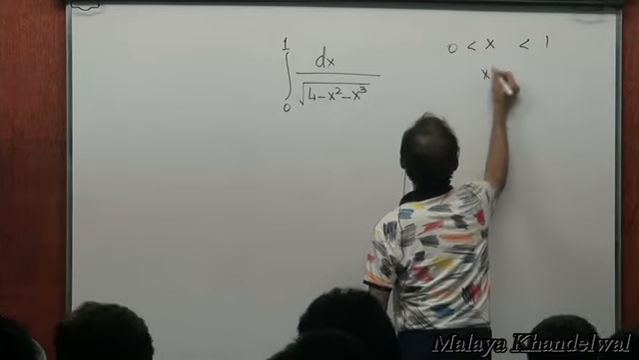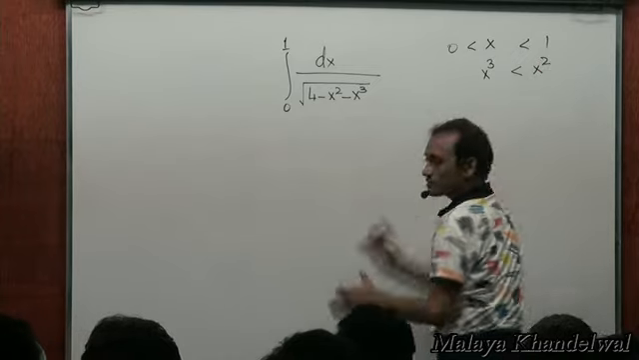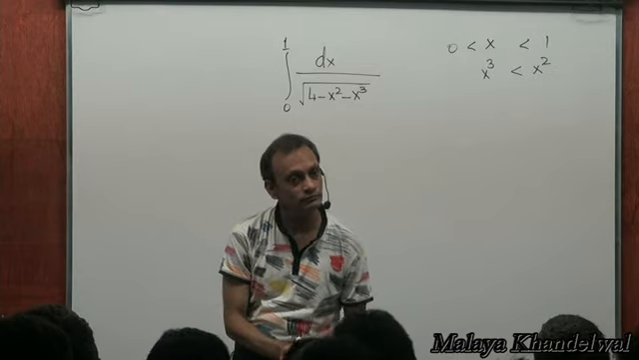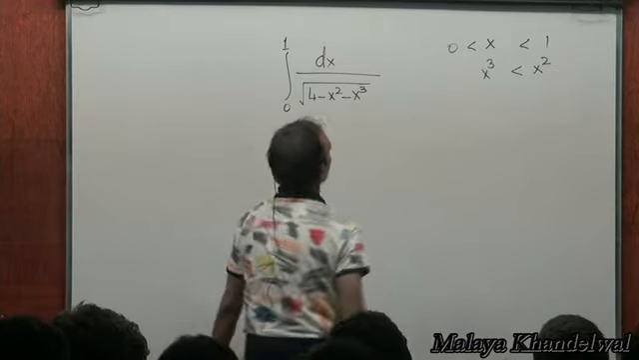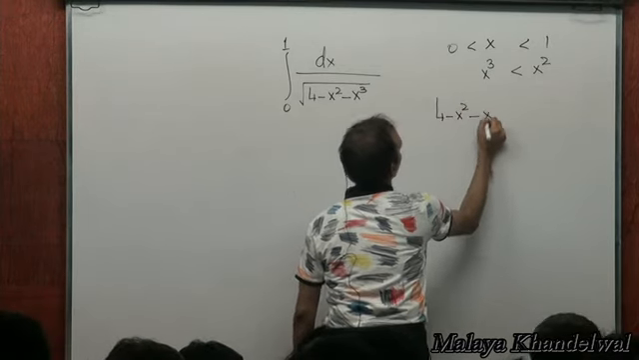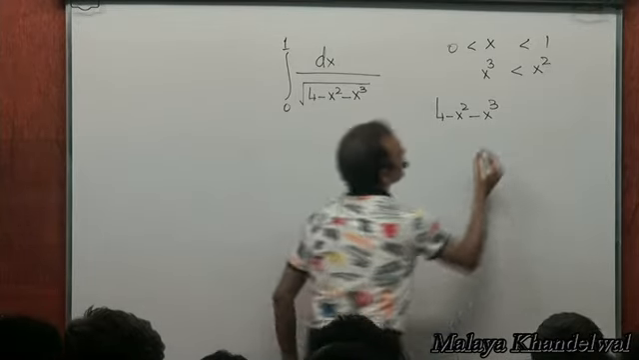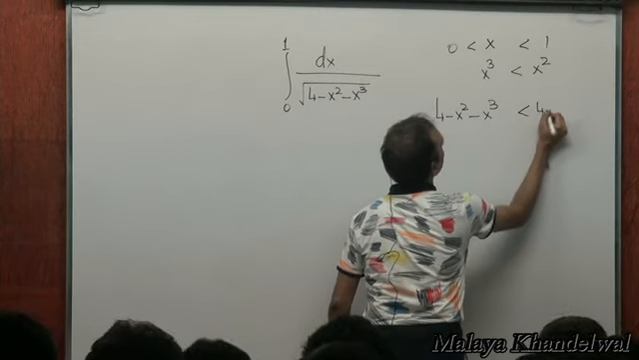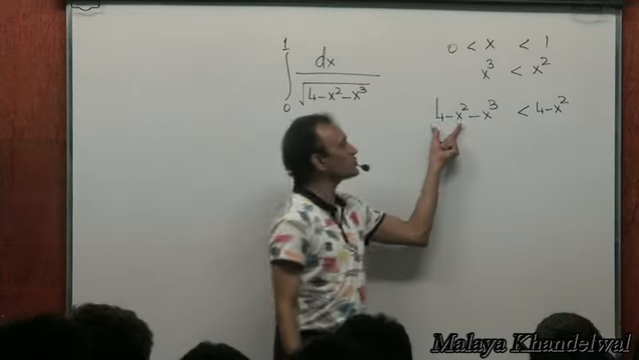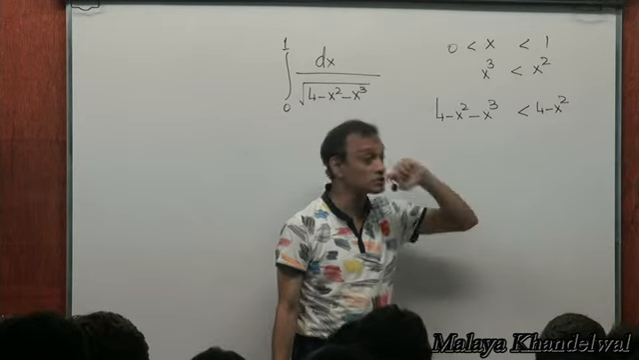Now, in the interval 0 to 1, do you realize that x cubed will be less than x squared? When x lies in the interval 0 to 1, x cubed will be less than x squared. Now, 4 minus x squared minus x cubed: do you realize for sure it's less than 4 minus x squared? It's less than 4 minus x squared because it's 4 minus x squared minus a positive number.